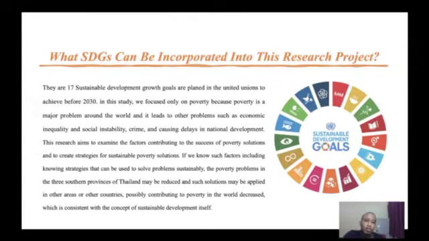What sustainable development goals can be incorporated into this research? In this research, we only focus on poverty because poverty is the major problem and can cause other issues like economic inequality, social instability, crime, and delays in national development. The purpose of this study is to examine the factors that contribute to access to poverty solutions and to create a strategy for sustainable poverty solutions.